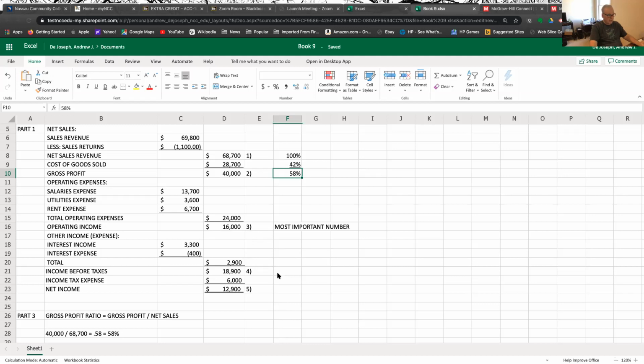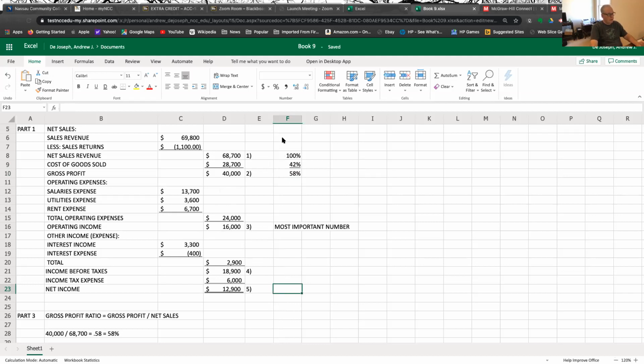So when you get down here to the bottom, you could say, well, what is net income over net sales, right? That's another ratio. That's called the, well, it's called the net income ratio. If this was the gross profit ratio, this would be the net income ratio, right? They didn't ask you for that, so I'm not going to do it. But I'm just trying to show you here what those numbers mean.